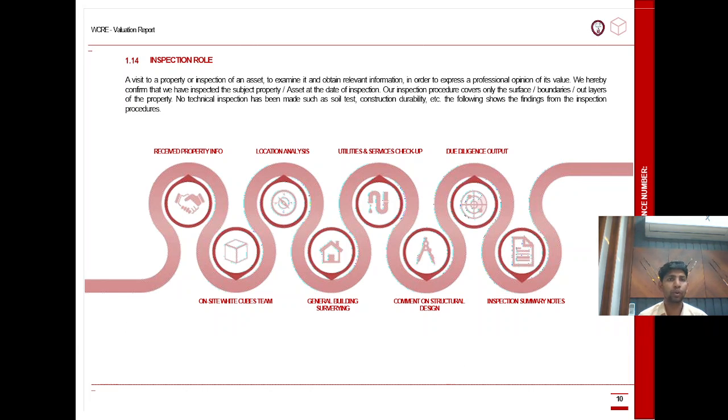Then inspection role: visit to the property and inspection of the assets by the examiner to obtain the relevant information in order to express a professional opinion of its value. We hereby confirm that we have inspected the valued property assets on the date of inspection. Our inspection procedure covers only the surface, boundaries and layers of the property. No technical inspection has been made, such as soil test, construction testing, etc. The following shows the findings from the inspection procedure.